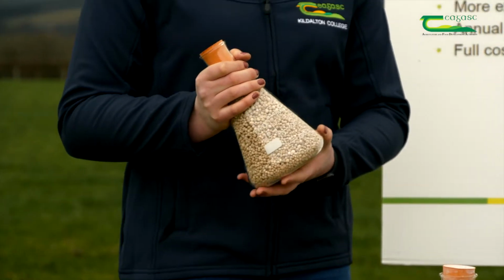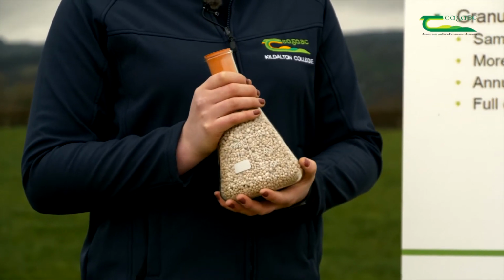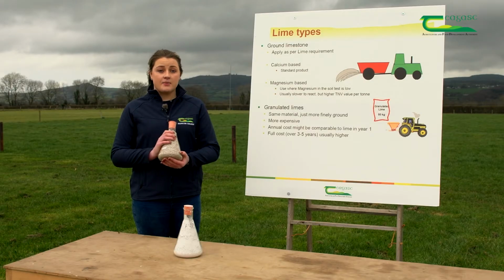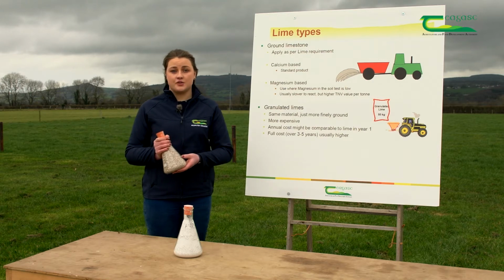Our other option is our granulated lime. This is made up of fine dust of quarry lime. It's incorporated very quickly into the soil, but only lasts about 1 grazing season. This type of granulated lime is more expensive and can cost about €160 per tonne.